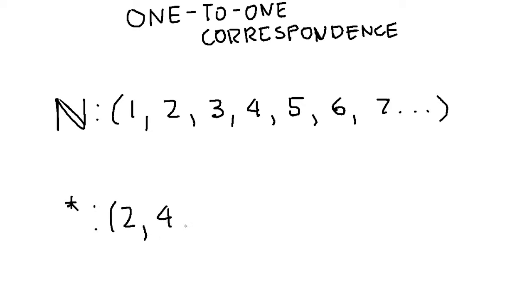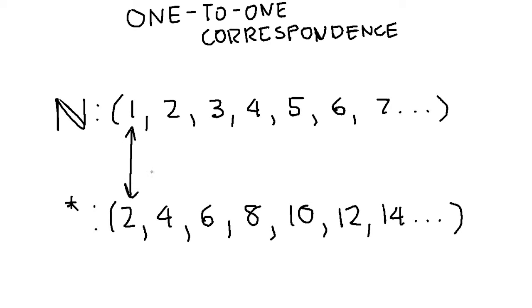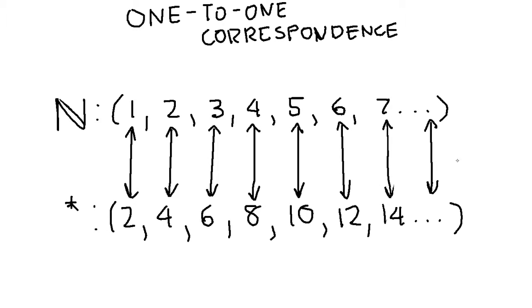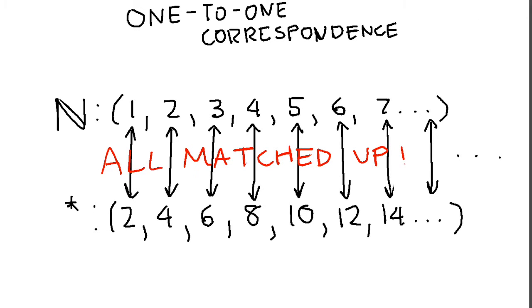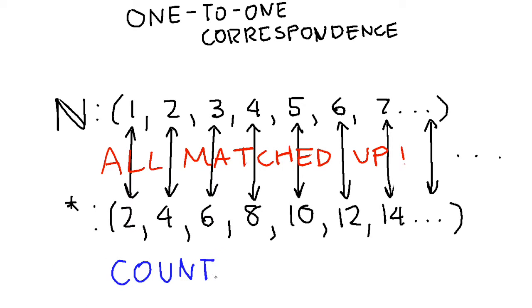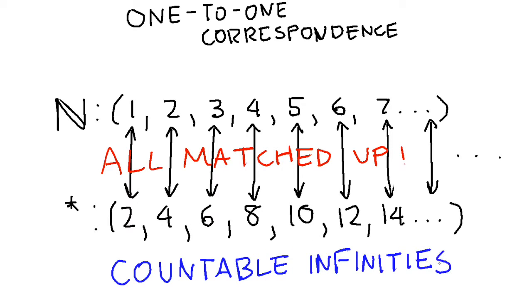Let's say 2, 4, 6, 8, 10, and so on. We can match the numbers from this set to this set like this. If these sets stretch to infinity, which they do, no number will be left unmatched. Every single number will have a corresponding pair. These infinities are the same and are countable. Keep in mind that both these sets have a definable pattern.